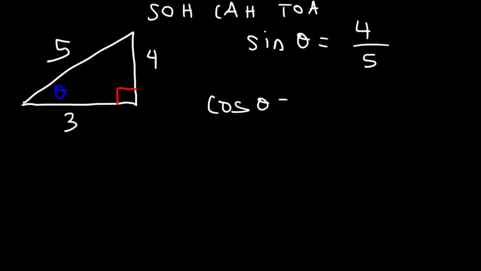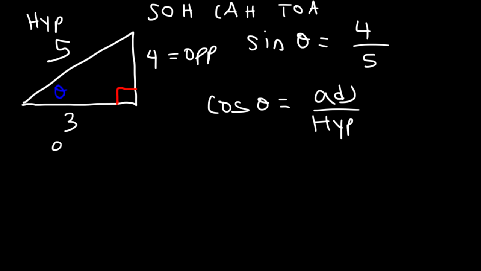Now cosine theta is equal to the adjacent side divided by the hypotenuse. So we said 4 is the opposite side, 5 is the hypotenuse, and 3 is the adjacent side.